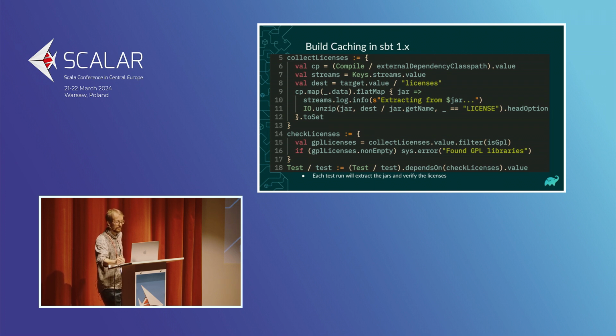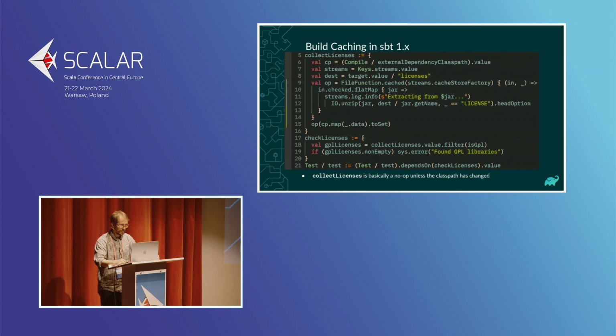Because that's a check that we would like to do quite often, we override the test task in SBT so that it depends on this check licenses task. So whenever we run the test, then we run the check licenses. Unfortunately, that means that whenever we run the test, we're going to extract all of those jars from the classpath, which can take quite a bit of time. And we're redoing the same work over and over again.